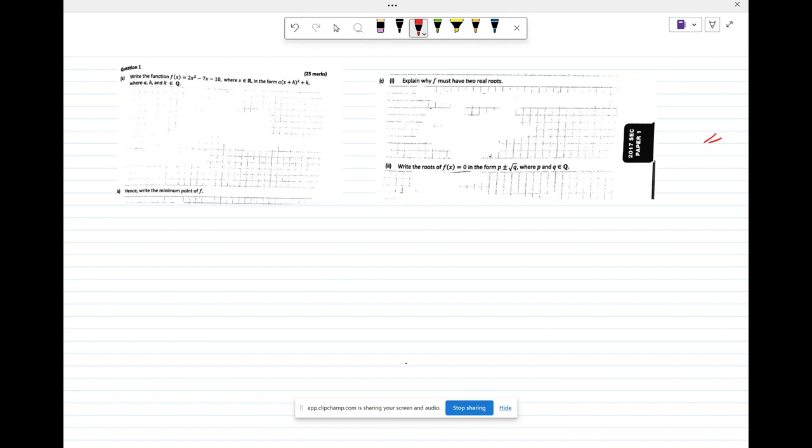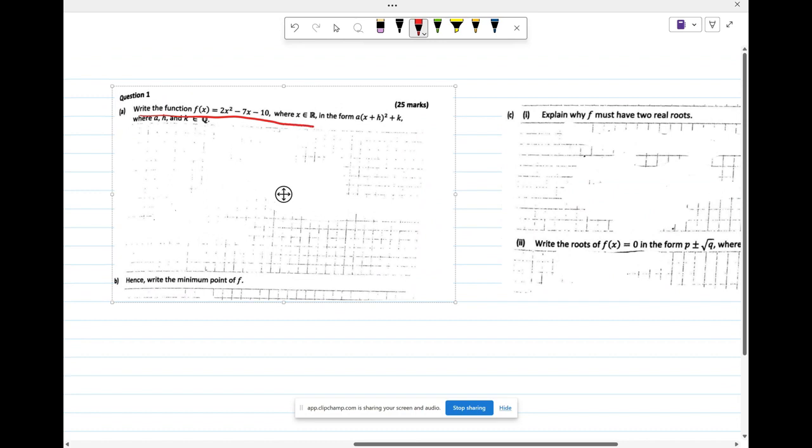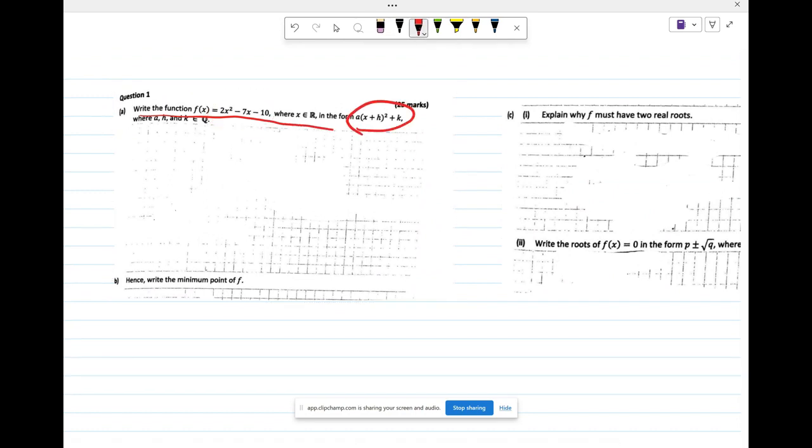Okay, so on to the next question. And the next question is, how are they going to ask something to do with the vertex form in an exam paper? Well, here's what they're going to do. They're going to just ask you to write the function, this function here, 2x squared minus 7x minus 10, in this form here, and we know that's the vertex form. And that's all we have to do.